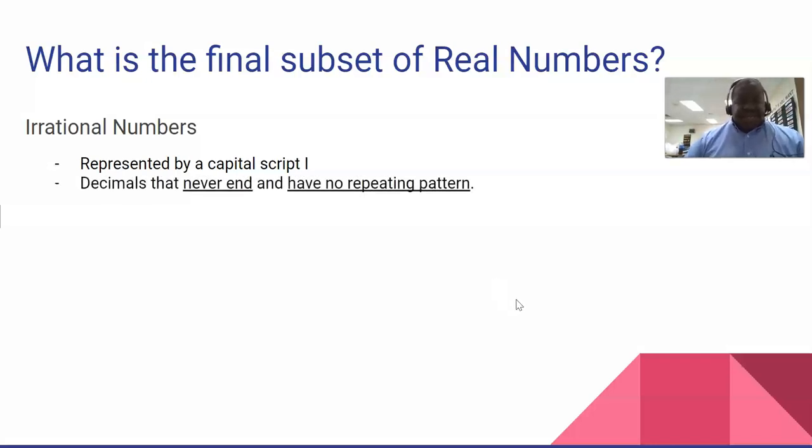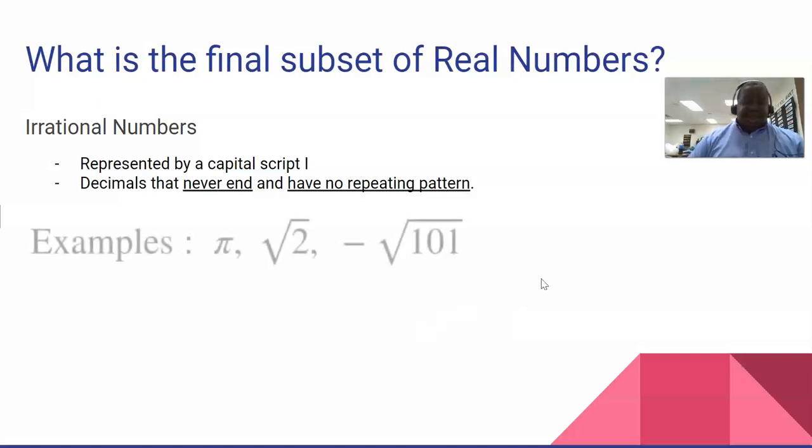These are decimals that never end and have no repeating pattern. So not just that they don't end, but they don't end and they don't have a repeating pattern. So examples of irrational numbers would be pi, the square root of 2, and negative the square root of 101.